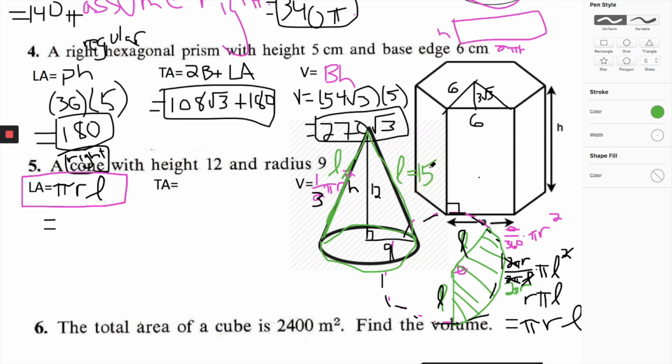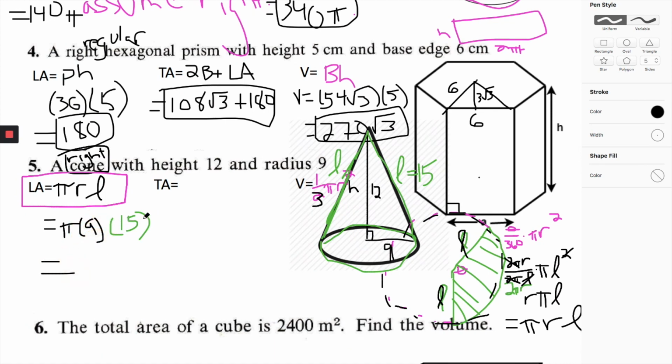So a 9, 12, 15 right triangle, right? This is in the ratio 3, 4, 5, so this would be a Pythagorean triple right here. So let's go ahead and put 15 in for L. And then we had radius was 9. And we have pi. So we can get this all figured out.